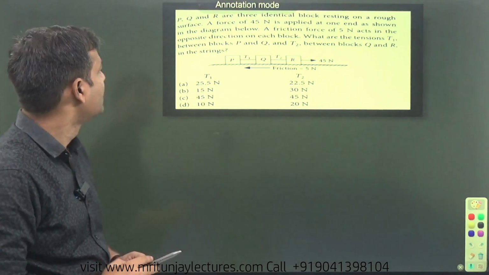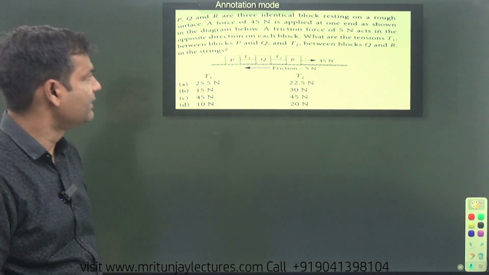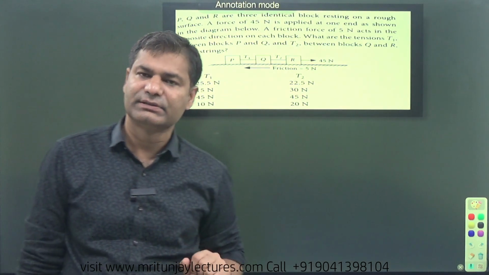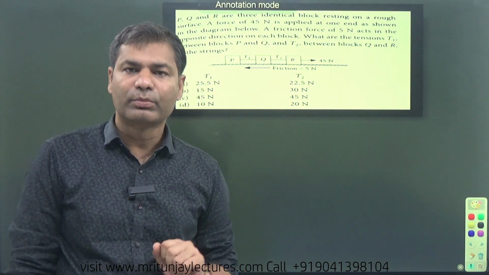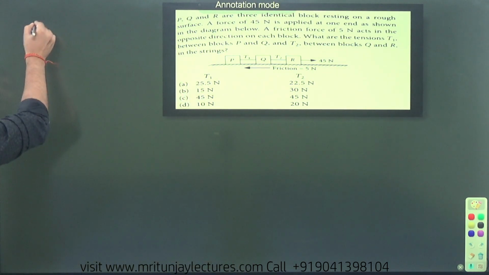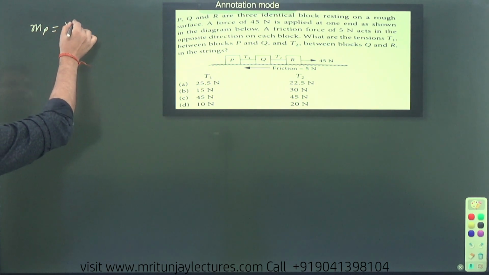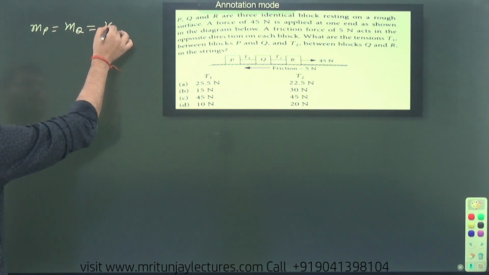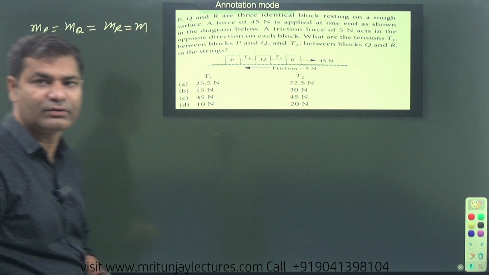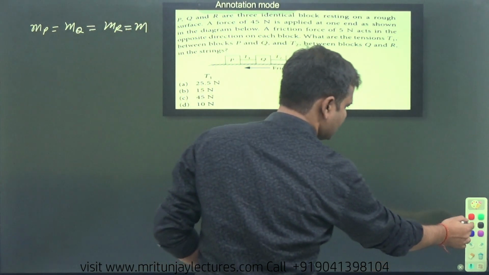Corresponding question. P, Q, R are three identical blocks. Identical blocks mean all block masses are the same. Here, for P, Q and R we have considered the mass as small m. Clear or not? Very simple.